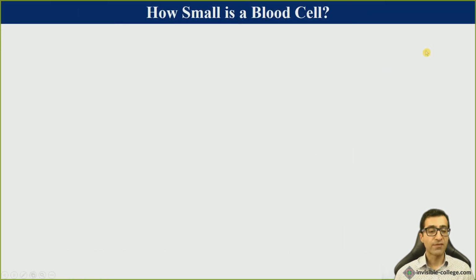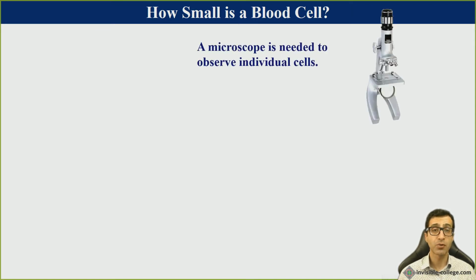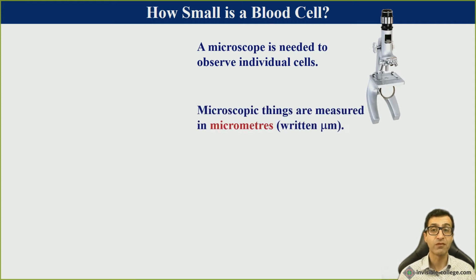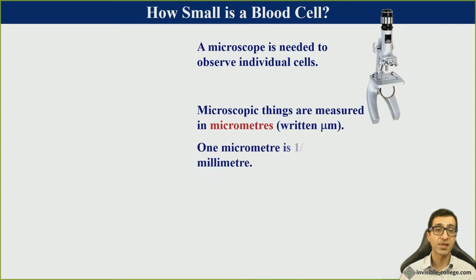So we also need to have a sense of the size of cells in general. So the question here is, how small is a blood cell? Now obviously cells generally are too small to be seen by the naked eye, so we use a microscope to look at them. And typically, when we're looking at cells, a useful unit of measurement for the sizes of these things is the micrometer, or the millionth of a meter. So 1 micrometer is 1,000th of a millimeter, or 1/1,000,000th of a meter.